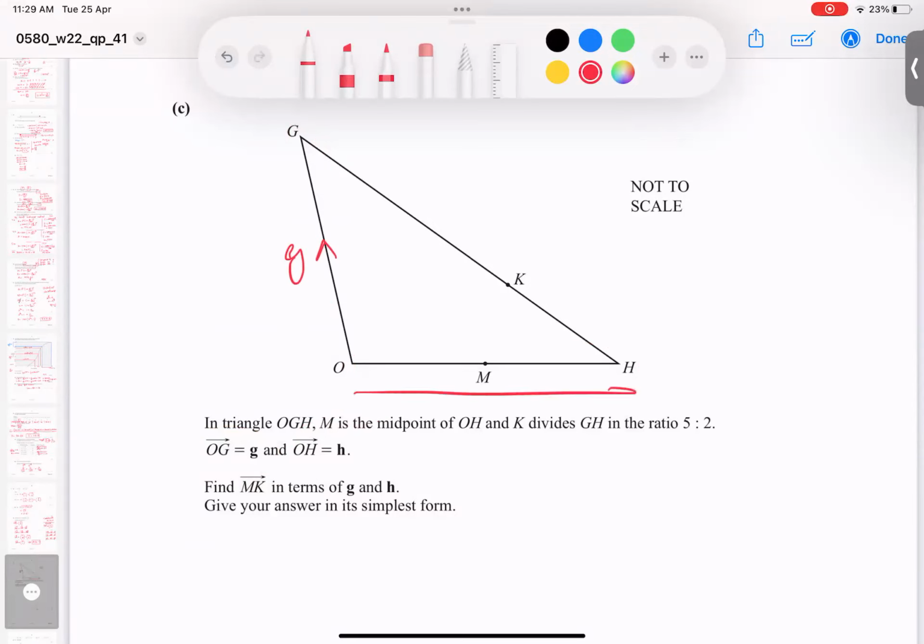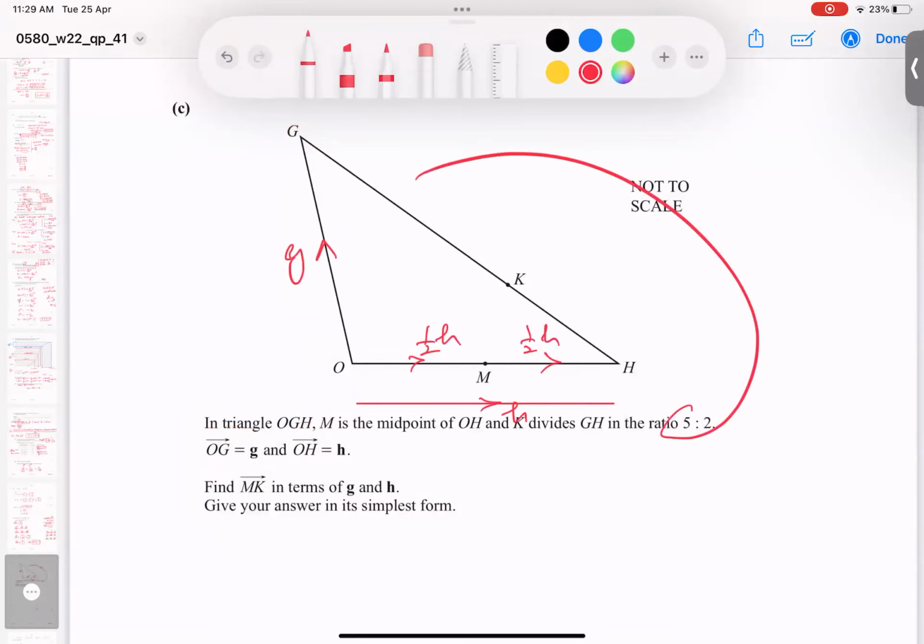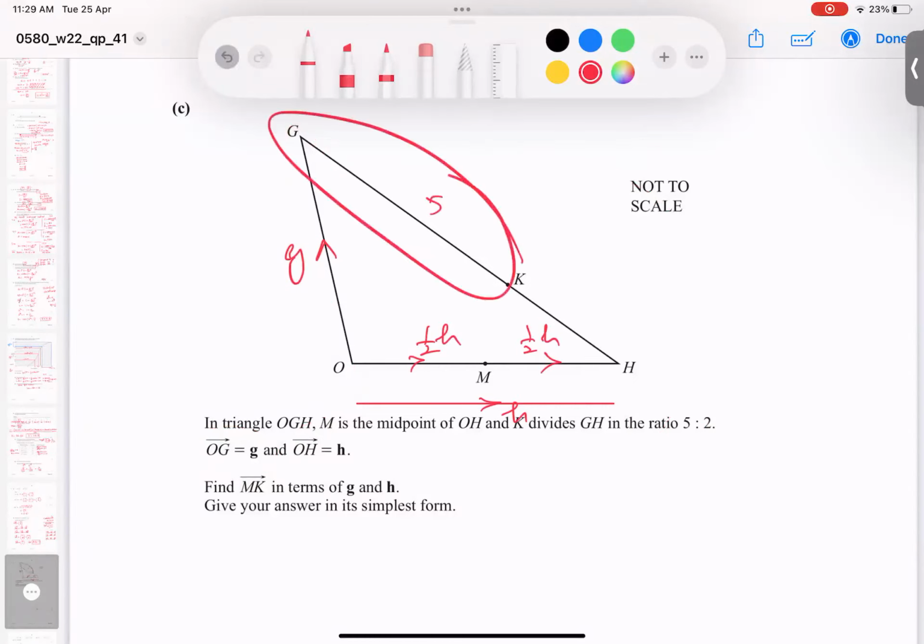There's a full H. Look, I write for you. Full, this is called H. Then what is this? Half H. And what is this? Half H. All right, ratio 5, 3. It means this is a 5 from here till here. 5, 2, sorry, and this is a 2 from here till here.